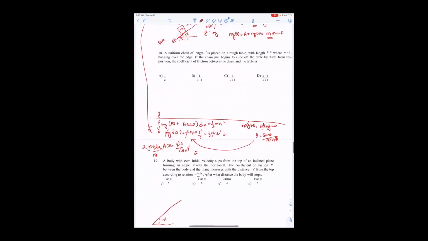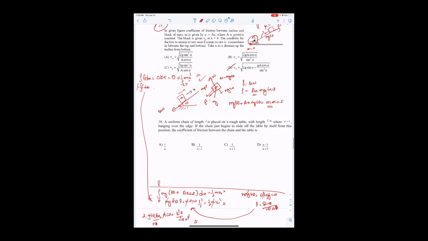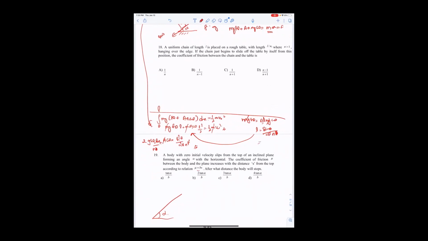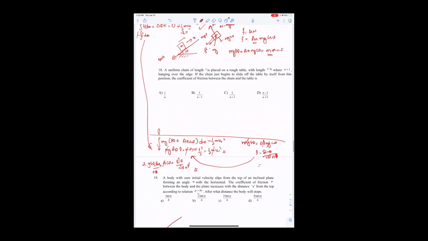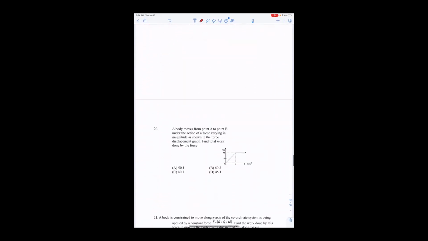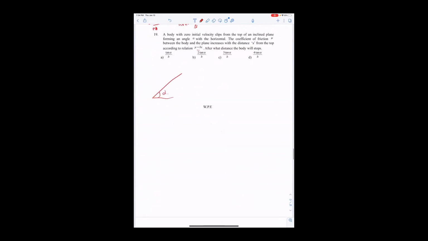Okay. Next one. A body with zero initial velocity slips from the top of an inclined plane, forming an angle alpha with the horizontal. Again, the same type. The coefficient of friction mu between the body and the plane increases with the distance s. After what distance will the body stop? So this is the answer. Already we solved it. L is equal to tan theta by A. G also gets cancelled. L is equal to tan theta by A. Do you have that? Yeah.